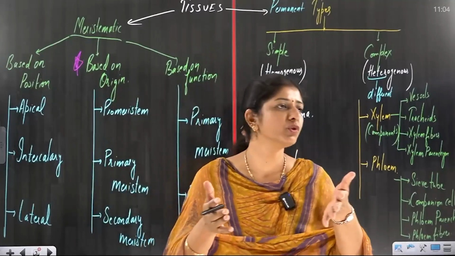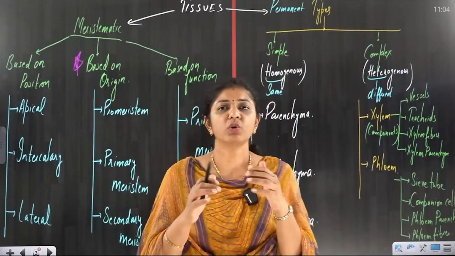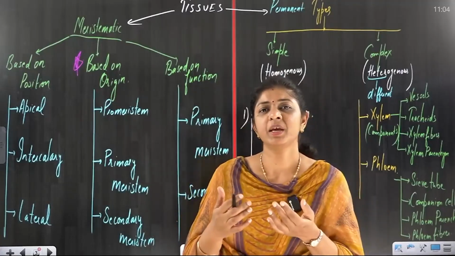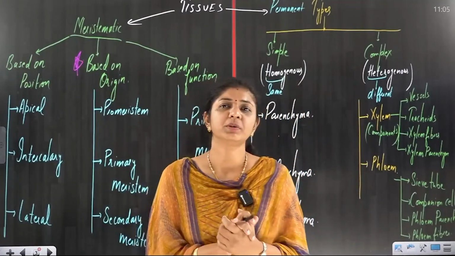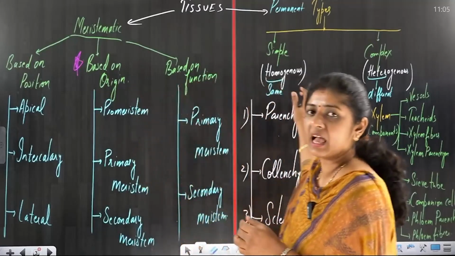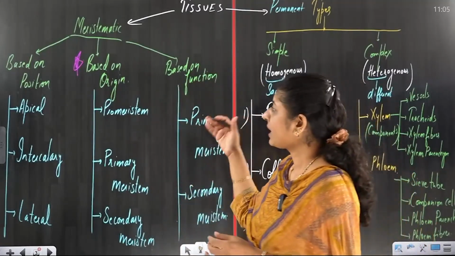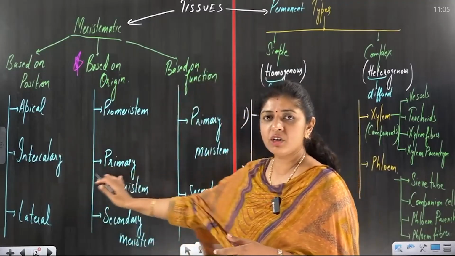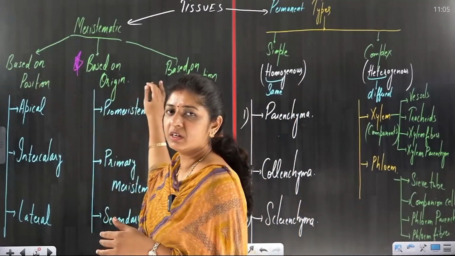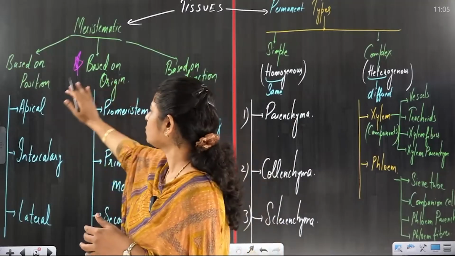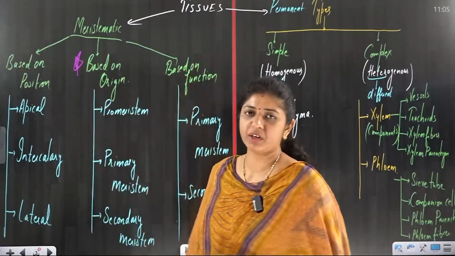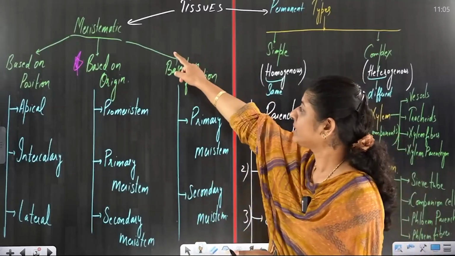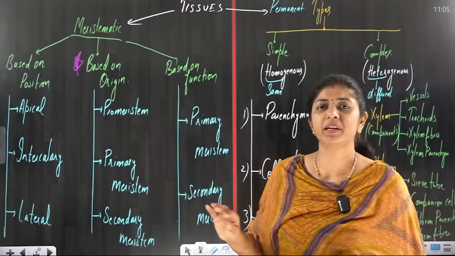Open your notes if you have written them, and respond to me if I ask you a question. Right now we are discussing the types under plant tissue, meristematic and permanent. Under meristematic, we discussed they have various types, but all of them follow some criteria for classification: based on position, based on origin, based on function. But before getting into that detail, let's see the basic difference between meristematic and permanent.